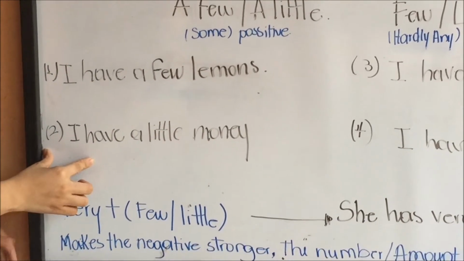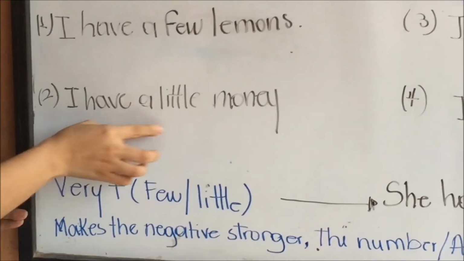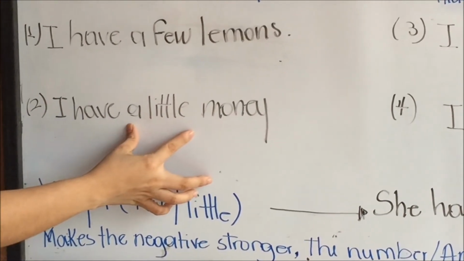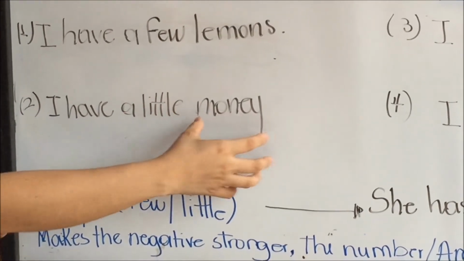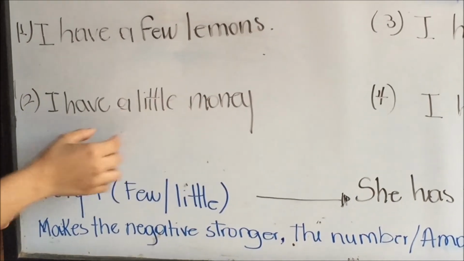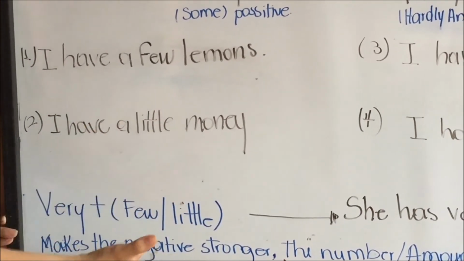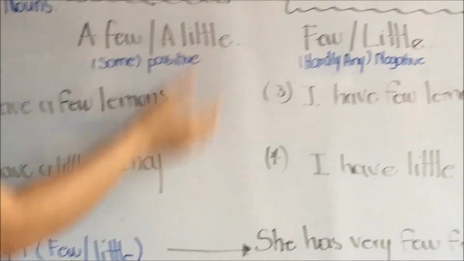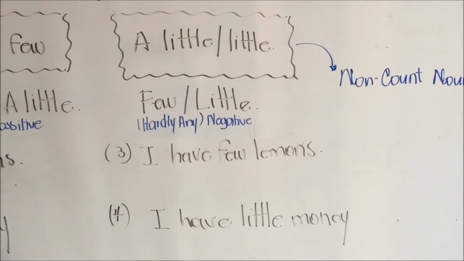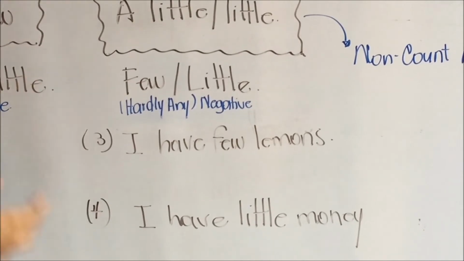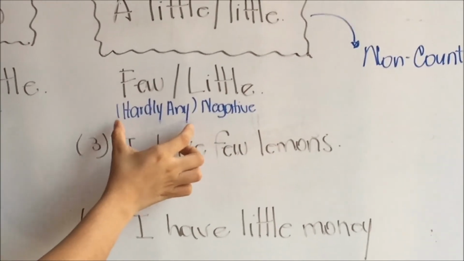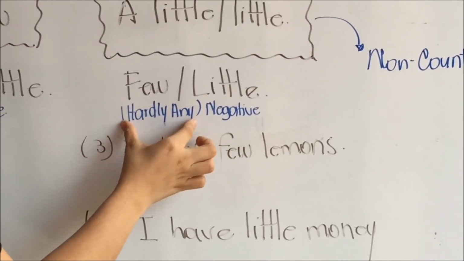And in the second example, I have a little money. Why a little? Because it's something that we cannot count. Money. A little. Something positive. I have some, not zero. And right here we have few and little. That is different from the other one. Why? Because it means that we have hardly any.